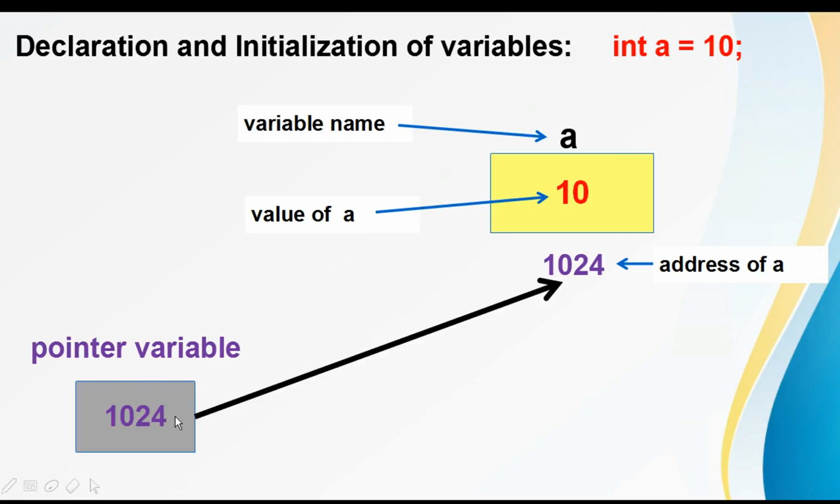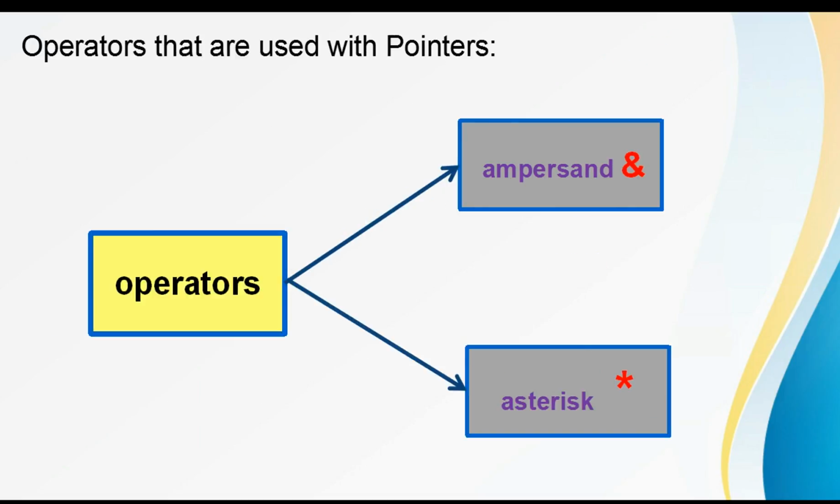So pointers is a variable that stores address of another variable. Sasa hii variable yenyewe address yake inawekwa kama pointer. Kwa hivyo pointer pia ni variable ambayo inawekwa nini? Address. Kuna operators mbili ambazo zinatumika pamoja na pointers. Moja inaitwa ampersand, the and sign. Ya pili ni kama star, inaitwa asterisk.